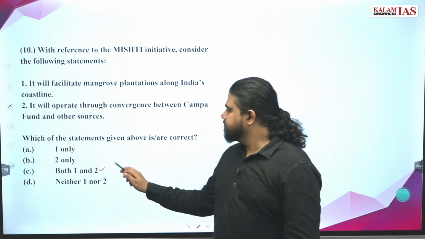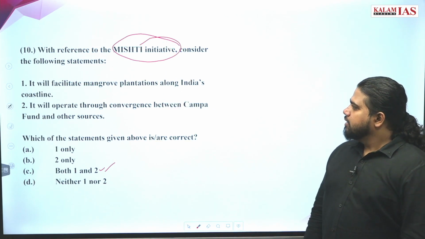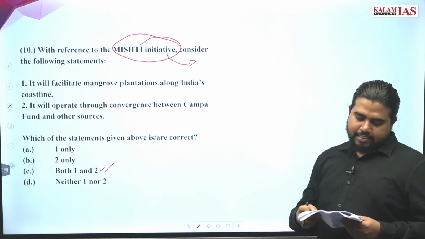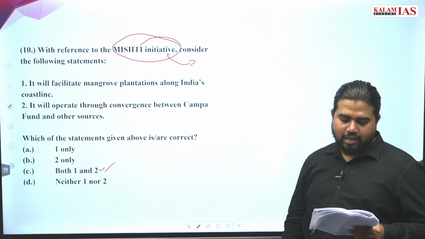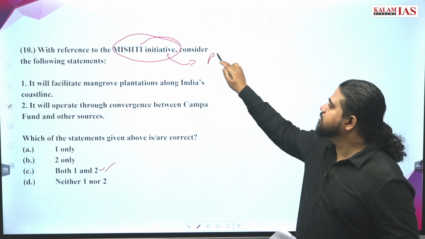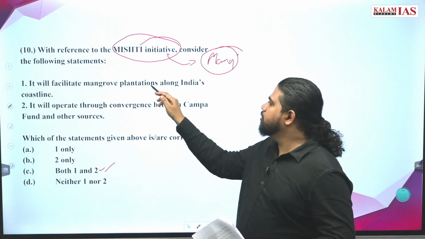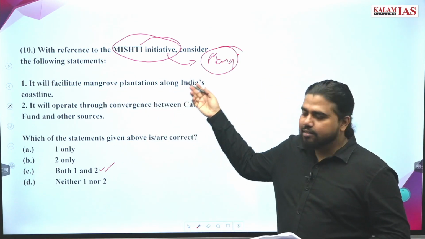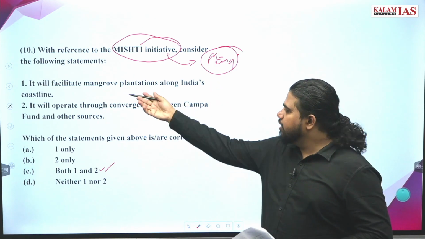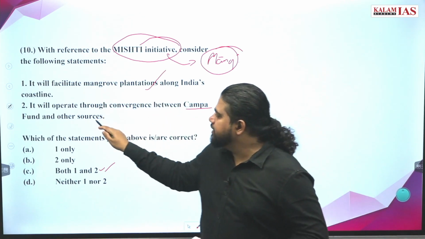C. With reference to the MISHTI initiative, this can be easily answered if you at least know its full form. MISHTI is Mangrove Initiative for Shoreline Habitats and Tangible Incomes. So it is associated with mangroves. It will facilitate mangrove plantations along India's coastline and improve the characteristics of mangroves along the coastlines. Very much a correct statement. It will operate through convergence of CAMPA Fund and other sources.